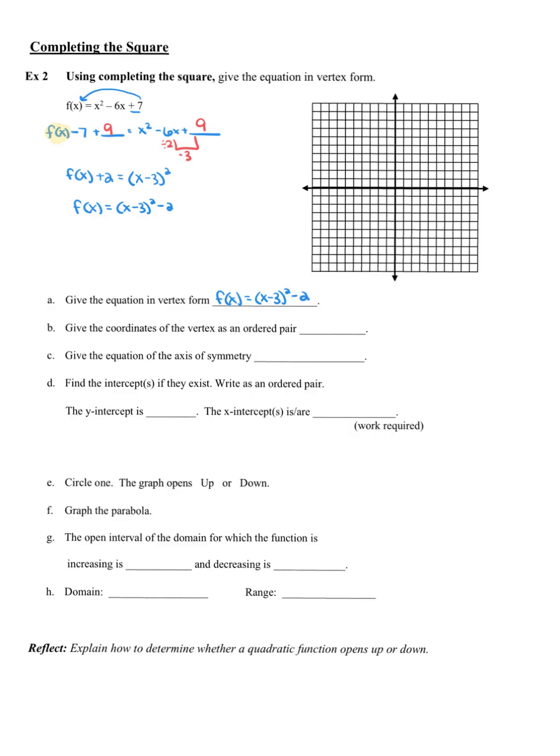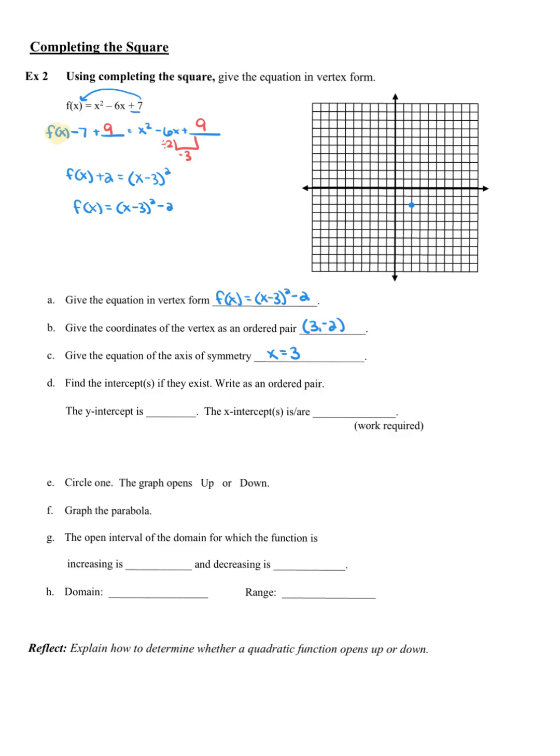Okay, give the coordinates of the vertex as an ordered pair. So the vertex would be at 3, negative 2. And then give the equation of the axis of symmetry. That would be x equals 3. Make sure you write it as a whole equation. Don't just write 3. It's a line, so it needs to be the equation of a line.